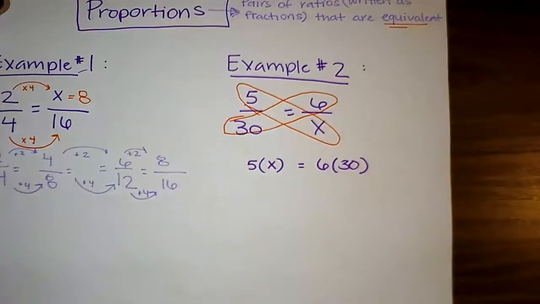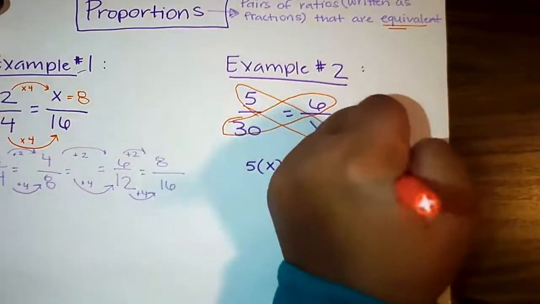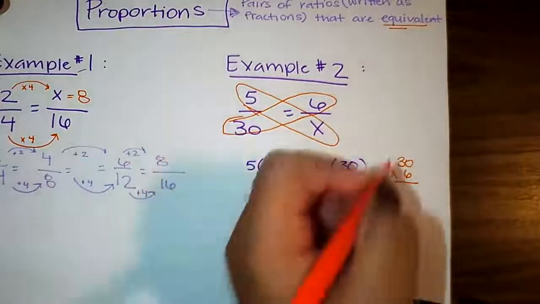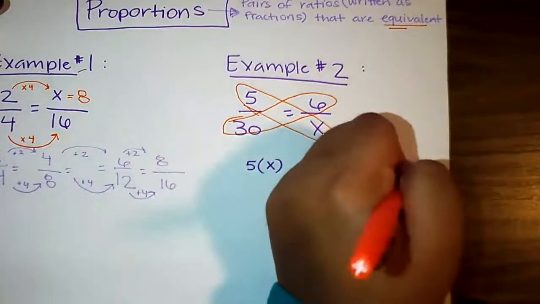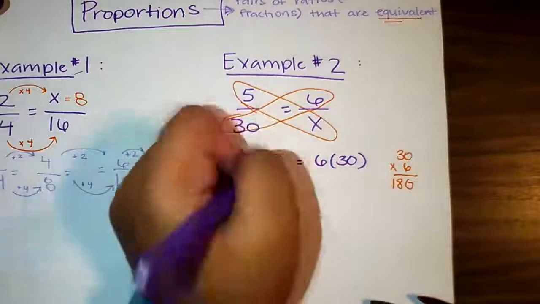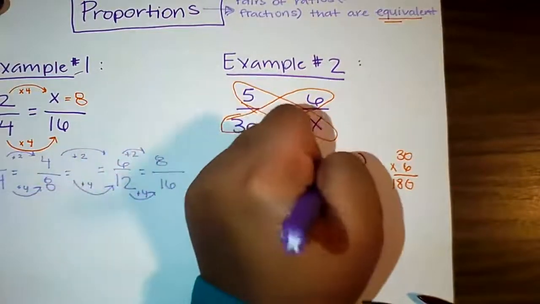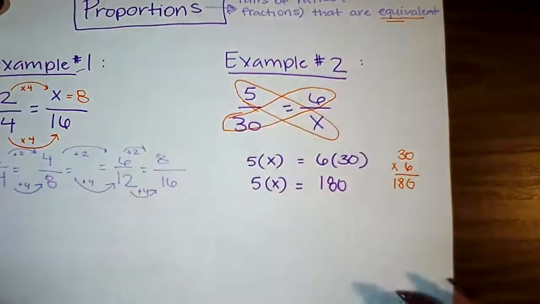So now I want to multiply what I do know, and that is 6 times 30. And I'm going to do my math over here. So if I put 30 on top times 6, 6 times 0 is 0, 6 times 3 is 18. So that gives me 180. So I have 5 times x is equal to 180.